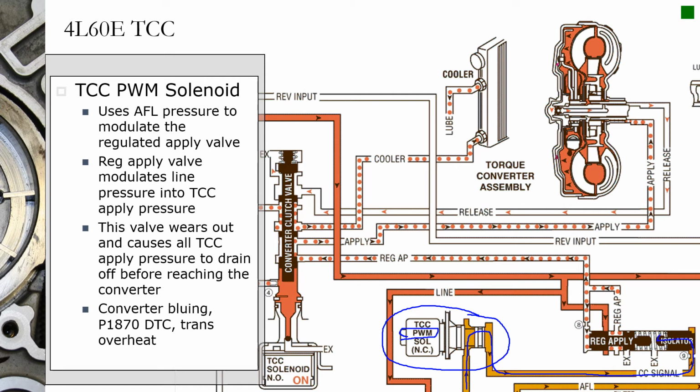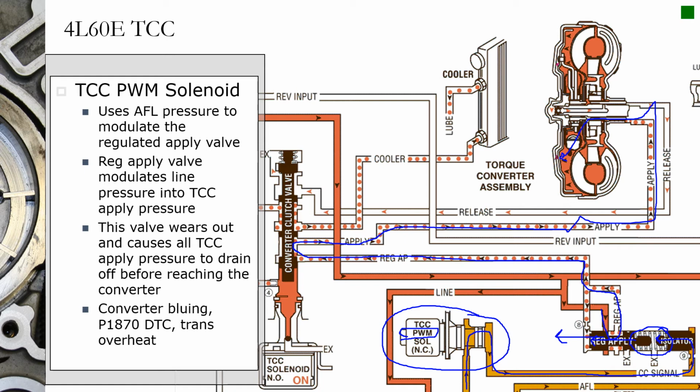That pushes on this valve they're calling an isolator, and through a spring it's going to push on this regulated apply valve. When that moves that valve over to the left, it's going to let line pressure into the circuit, and they call that line pressure regulated apply pressure. And that ends up being the pressure that finds its way into the converter to apply the piston.